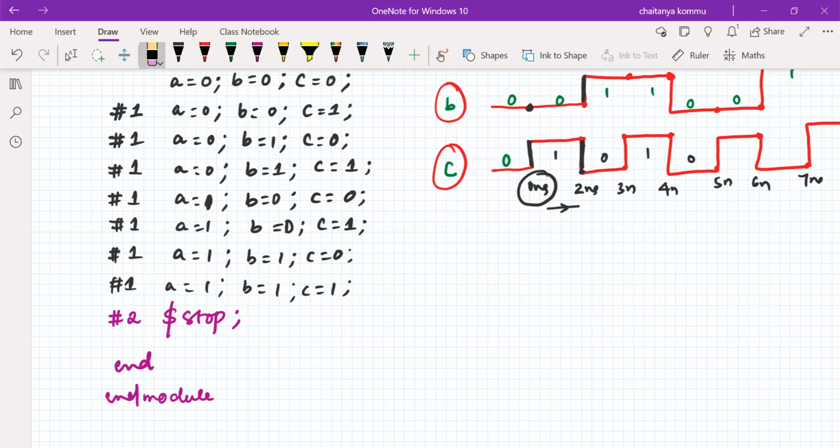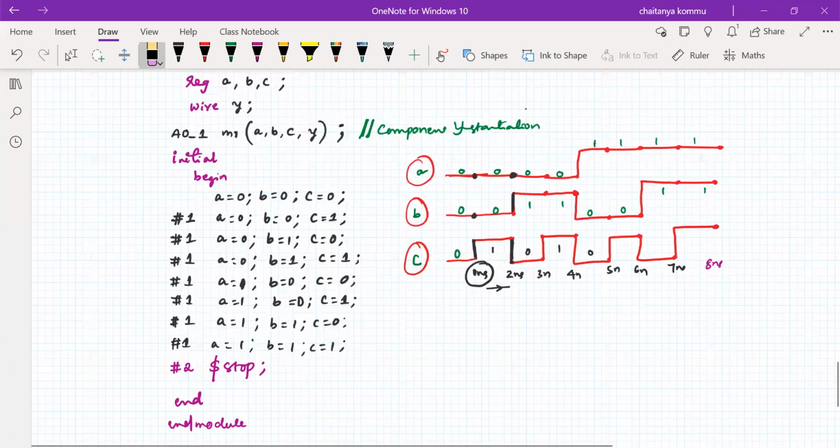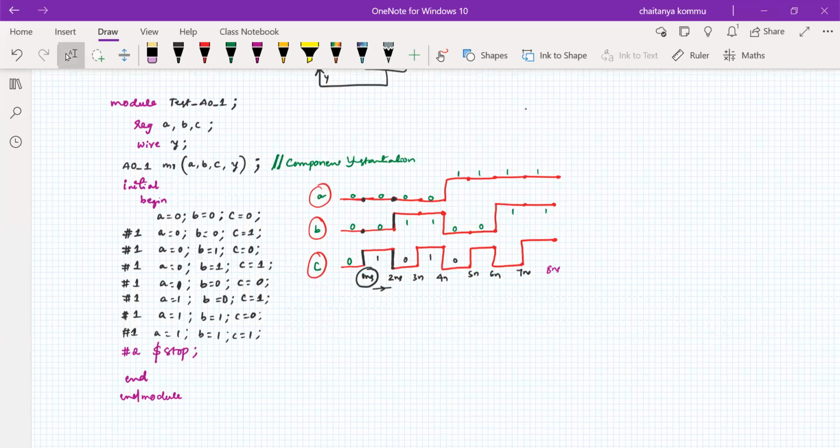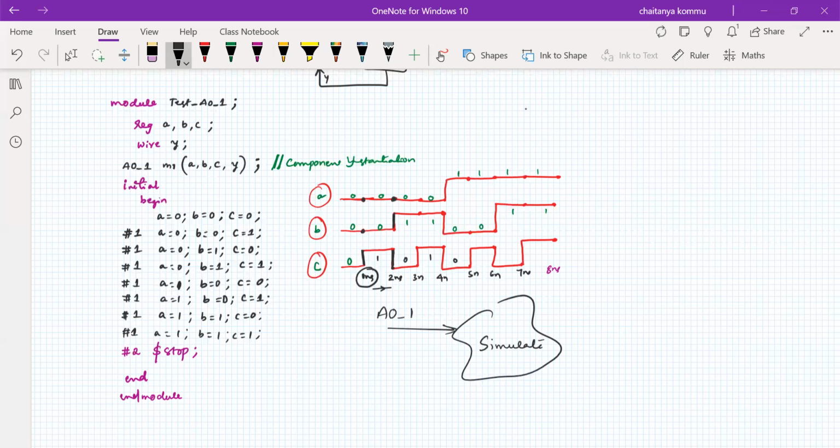Okay, so this is how we need to write a Verilog program for this test bench. These 2 programs are required. If you want to simulate something, one thing is HDL programming, AO_1.v is required. Another one, test_AO_1.v is also required. Then only it will produce the output waveform according to this waveform.